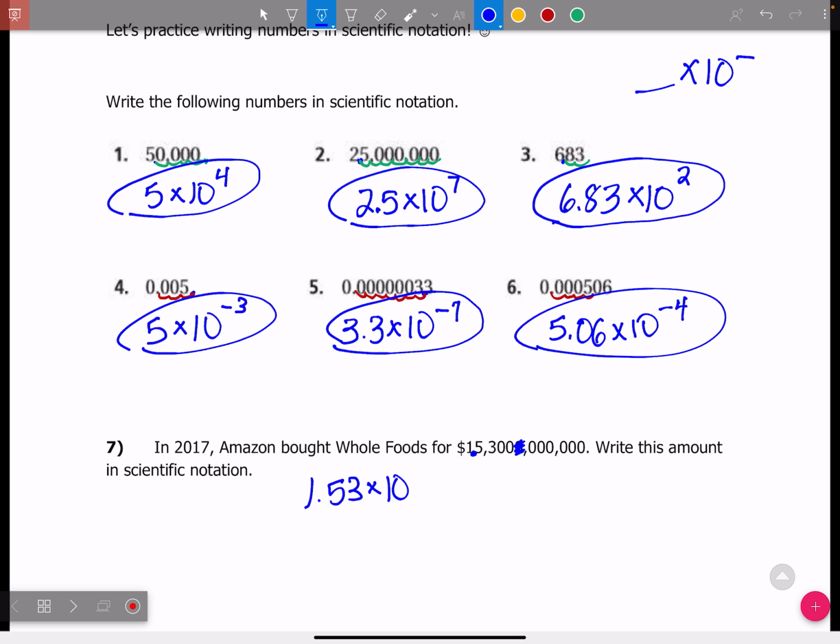1.53 times 10 to the... Let's count how many places. 1, 2, 3, 4, 5, 6, 7, 8, 9, 10. This is a large number, so obviously our exponent is going to be positive. 1.53 times 10 to the 10th power. That is $15.3 billion written in scientific notation.